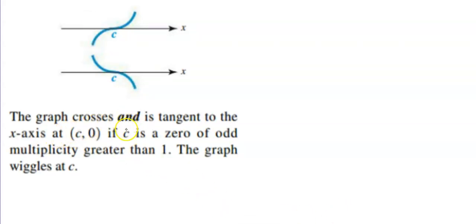And then the graph crosses and is tangent to the x-axis if C is a zero of odd multiplicity greater than 1. So what we see is the graph quote unquote wiggles at that x value. It changes shape, or not really direction. It's still going down. We're still decreasing, or we're still increasing, but it kind of flattens out. It changed shape just a little bit.